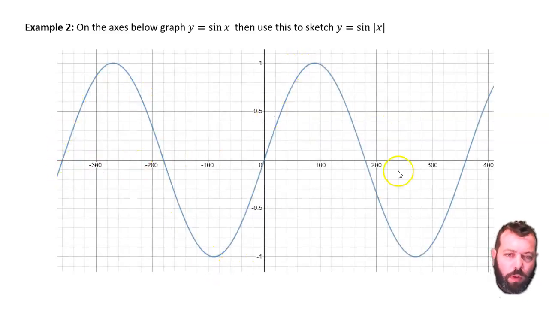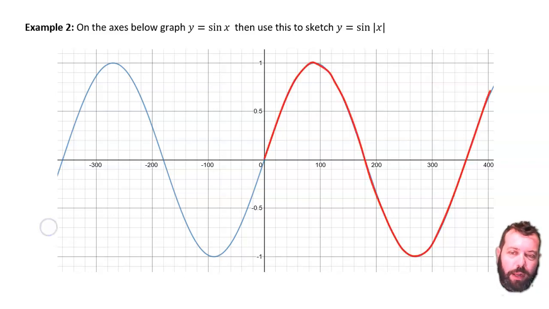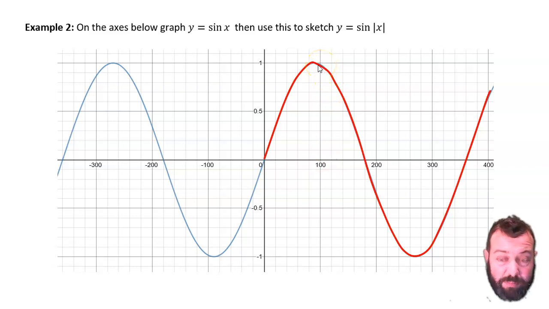So this is y equals sine of x. Lovely graph. You can see I've plotted that on Desmos and copied it because it's neat and tidy. Anyway, the bits to the right here, values where x is positive, they don't change. If x equals 100 here, the absolute value of 100 is still 100, so anything to the right of the y-axis remains exactly the same. On the left, however, it's not exactly the same.